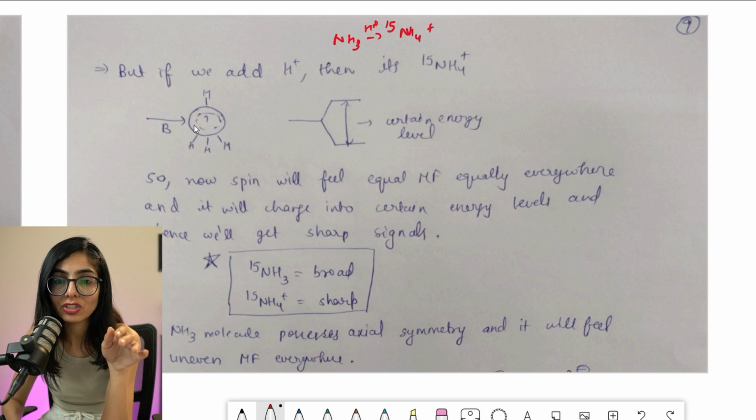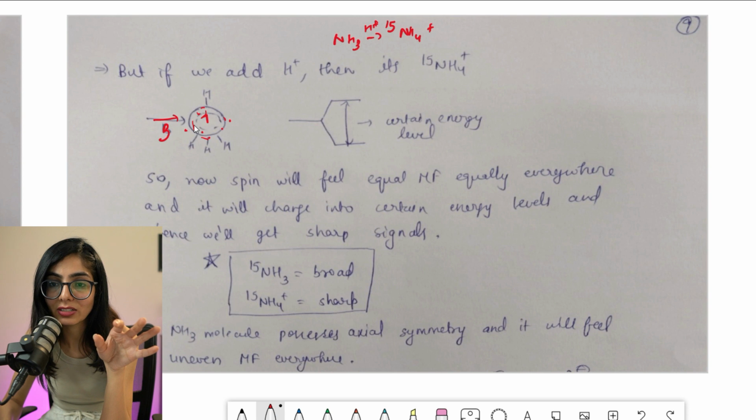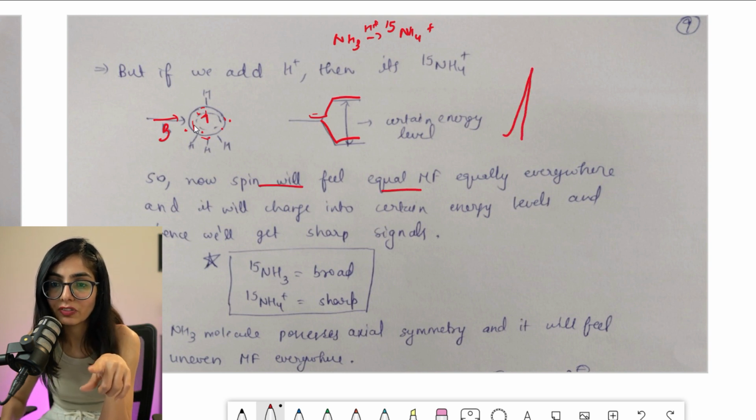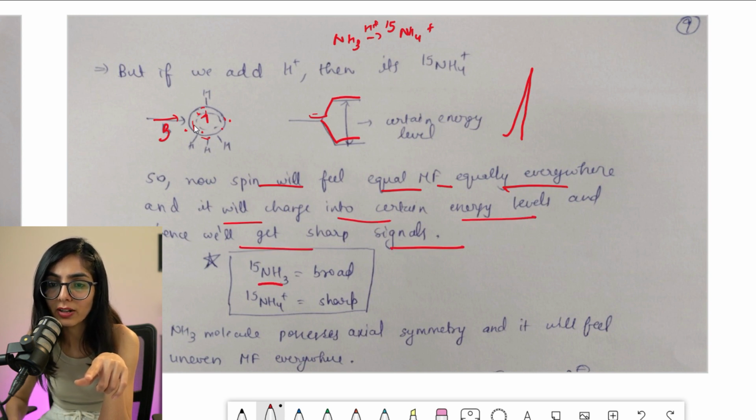So if I now put this spin in an external magnetic field, it will feel equal magnetic field everywhere. That means now I'll have certain energy levels, so I'll be getting a very sharp signal. As you can see written over here, they will feel equal magnetic field everywhere, change into certain energy levels, and hence give sharp signals. So 15NH3 will give a broad signal, and 15NH4 plus, the way we discussed, will give a sharp signal.